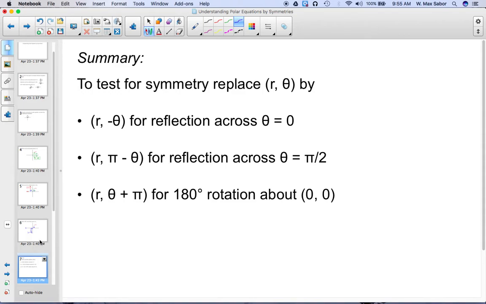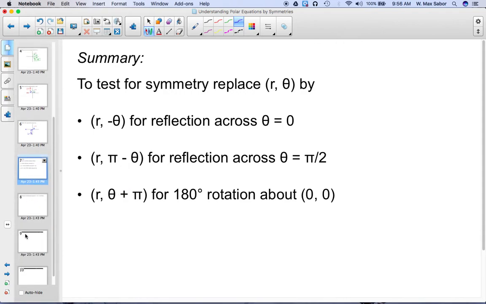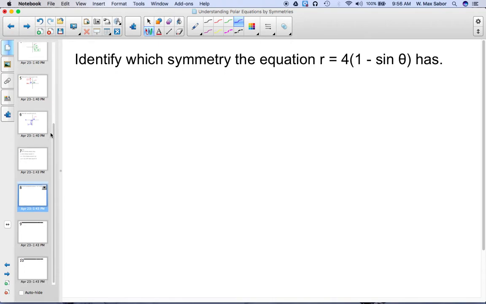So what that means is, if you replace (r, theta) with (r, negative theta) and you get back the same equation, then it has reflective symmetry across theta equals 0. If you replace it with pi minus theta, then it has reflection across this. And if you replace it with this and you get back the same original equation, it gives you a 180-degree rotation. So let's identify which symmetry this has.